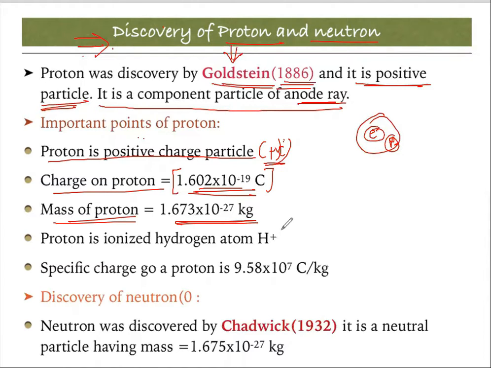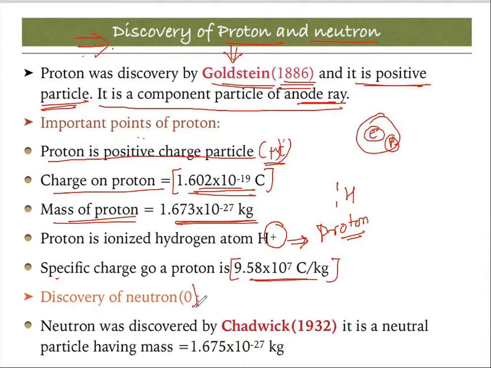Proton means the ionized form of hydrogen. H plus represents your proton. So whenever you see H plus, it represents the proton. As hydrogen has one electron and one proton, H plus means one electron is removed, and the leftover is your one proton. Next is specific charge. The specific charge of a proton is 9.58 into 10 to the power 7 coulomb per kg. So this is the specific charge on the proton.